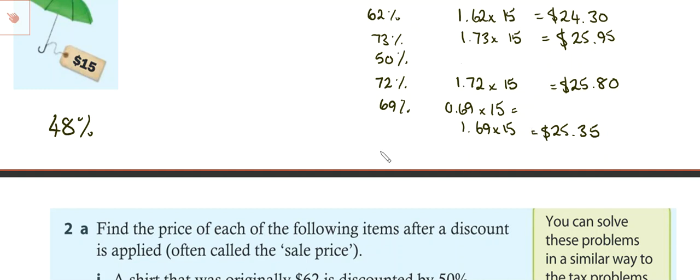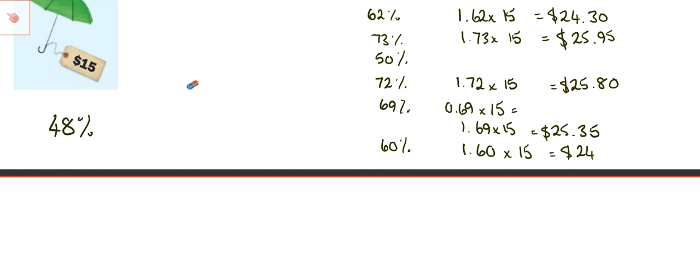Last couple. Yeah, go for it. 60%. 60%, 1.60 times 15 equals 24. Exactly. Zoe, last one. Yeah, I think you did it the wrong way around, did you? Okay. I did the same thing as well.